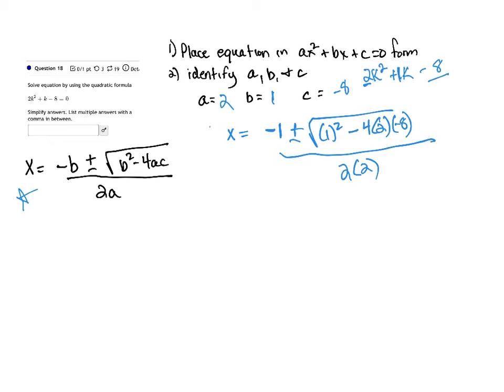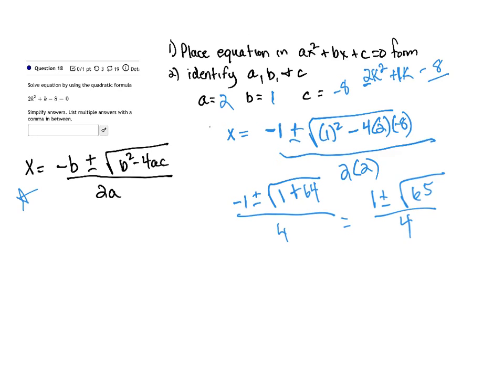So let's simplify. We have negative 1 plus or minus the square root of 1 times 1 is 1. Negative 4 times 2 is negative 8, and negative 8 times negative 8 is positive 64. And then in the denominator, 2 times 2 is 4. So that is 1 plus or minus the square root, 64 plus 1 is 65, divided by 4.